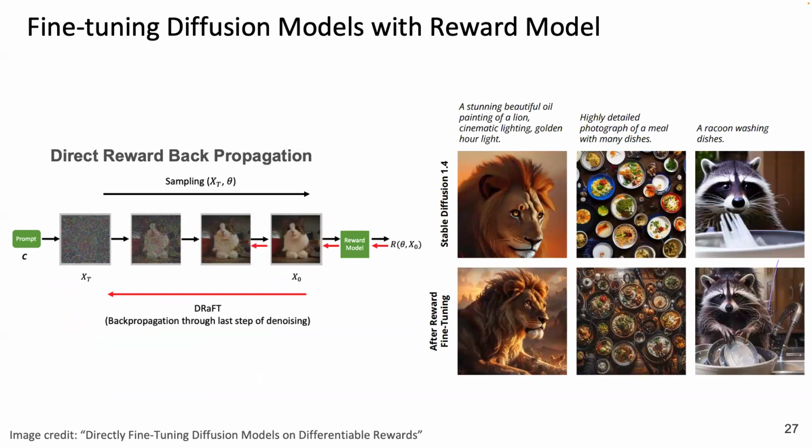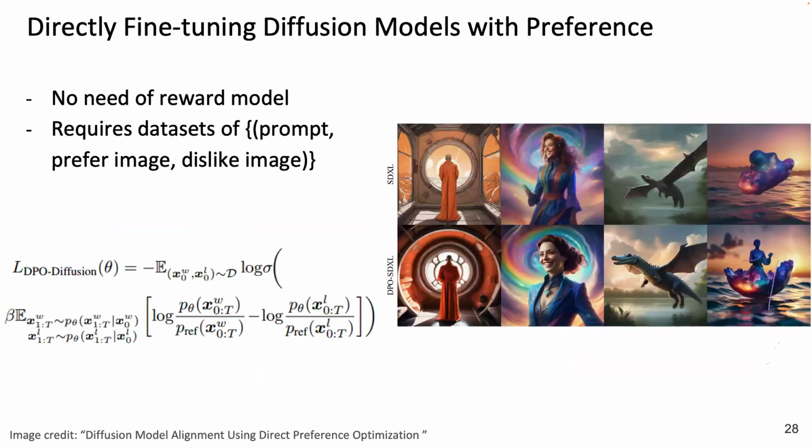And next, instead of using reinforcement learning to send the signals from reward models back to update models, which has some discussion on potential sampling inefficiency, DRaFT directly backpropagates the reward gradient signal through the diffusion model in a few denoising steps. And the results are shown on the right side, which also improves the human preference.